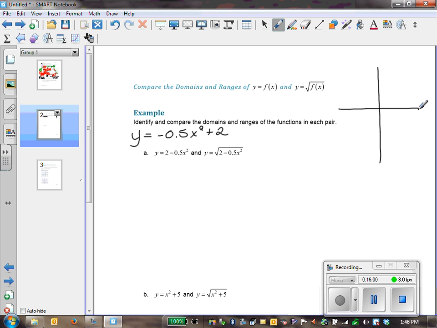0, 2. That would be my vertex. It would also happen to be my y-intercept, right? Because if I put 0 in here, that just is a 2. And which way is the graph open? Down. So let's just do a rough sketch. Is this going to be wider or narrower than an x squared graph? It's going to be wider.